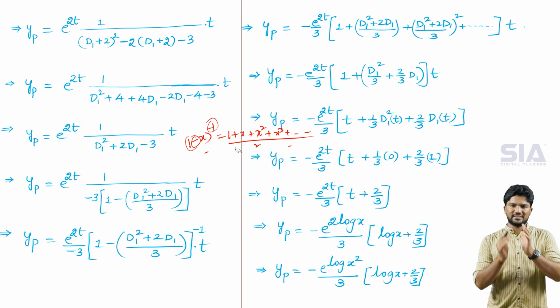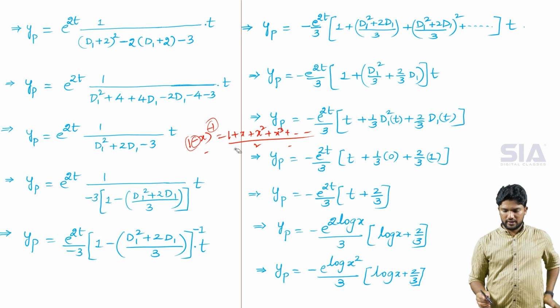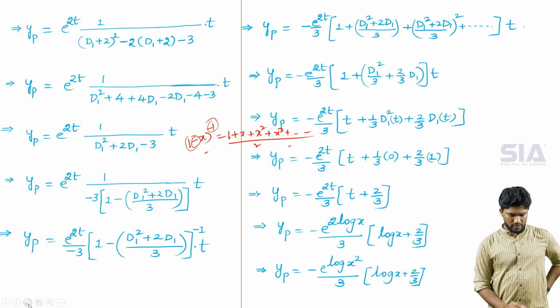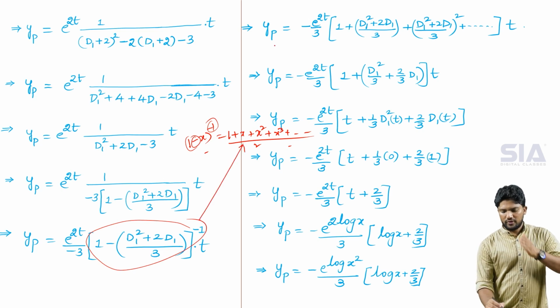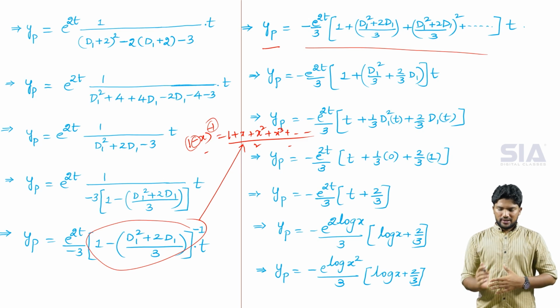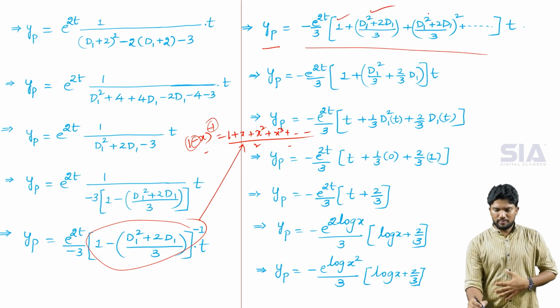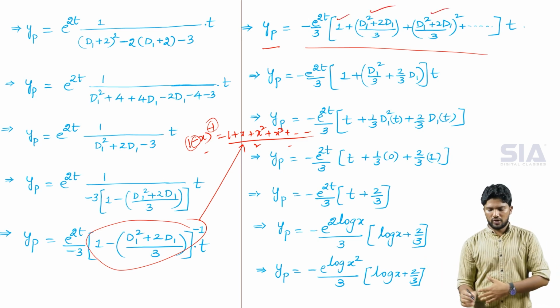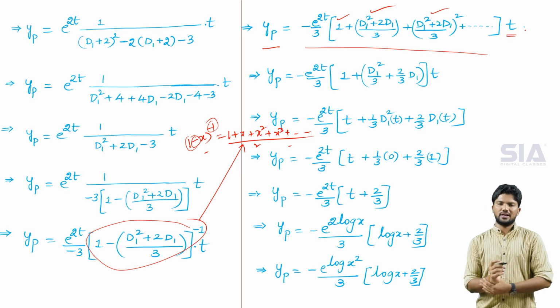So for the 1 minus x whole power minus 1 format, if you expand that power using this formula, then y suffix p is equal to minus e power 2t by 3 into 1 plus x plus x square plus up to so on, into small t.